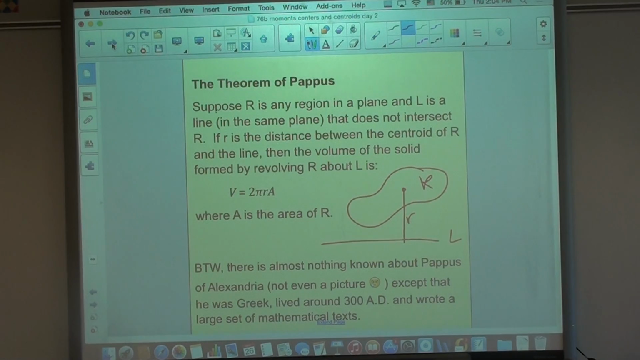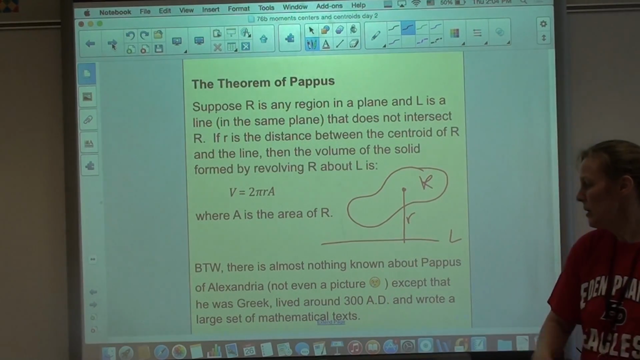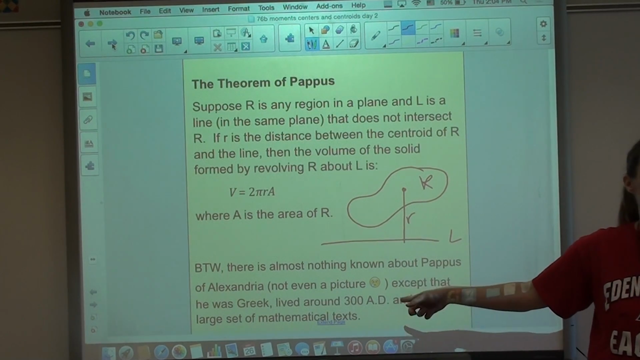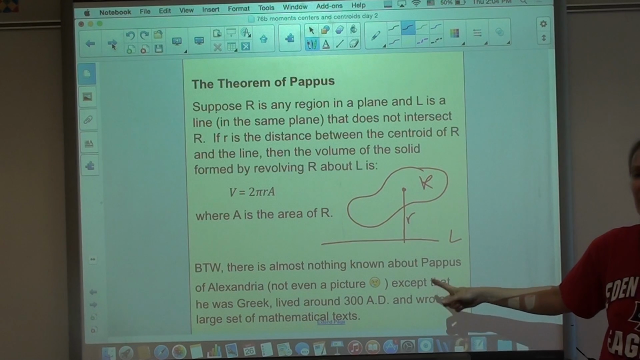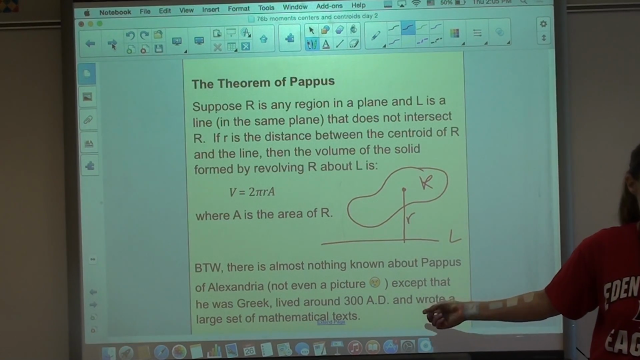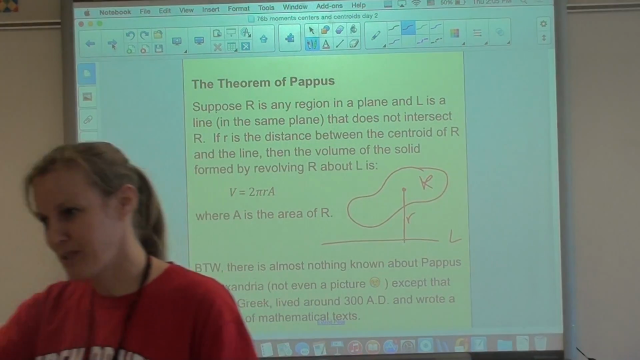In case they didn't know what it looked like. So let's talk about the theorem of Pappus. Quiet, please. Pappus, all I can tell you, he was Greek. He lived around 300 AD. He wrote a bunch of math texts, and most of them deal with geometry.